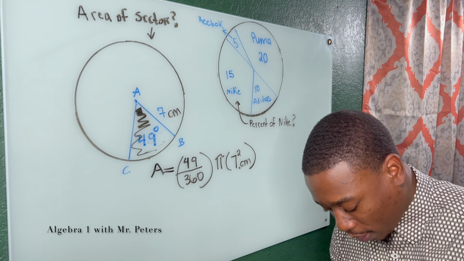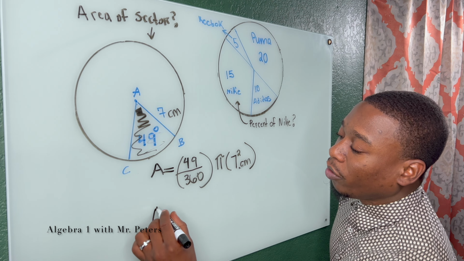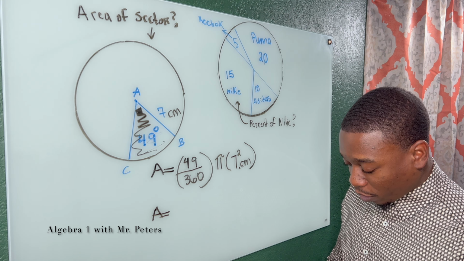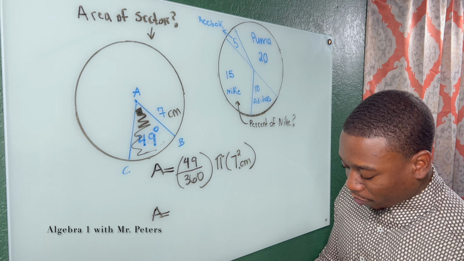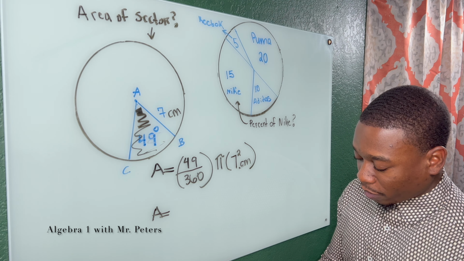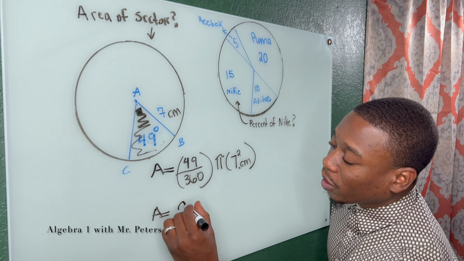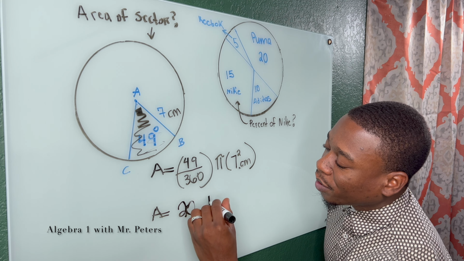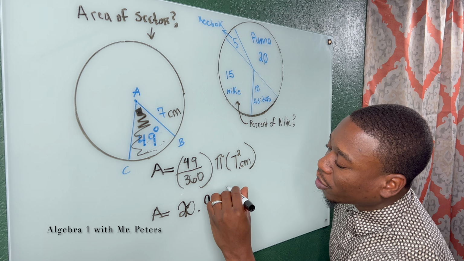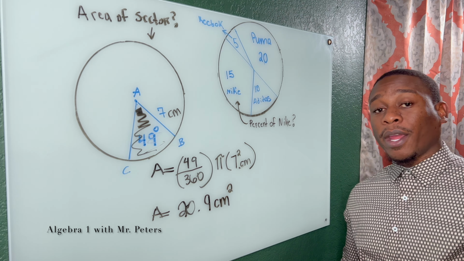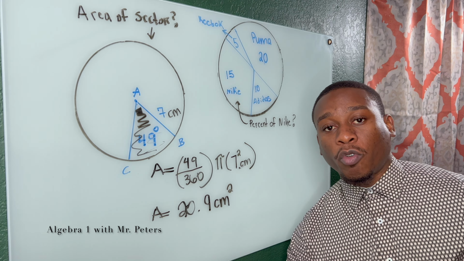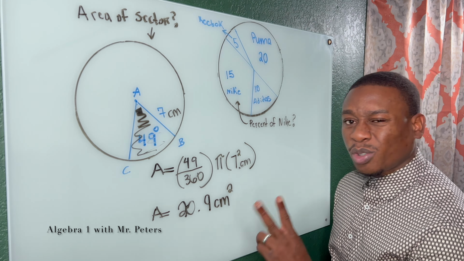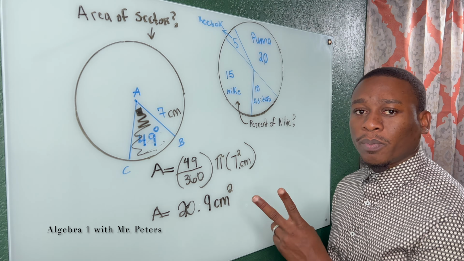So now after we do that, what we should get is area is equal to, let's do 49 divided by 360, multiplied by 3.14, multiplied by 49. What we should get is area is equal to 20.9 centimeters squared. So when they ask you for the area of a sector for a circle, guys, first thing we need to know is the formula. After we know the formula, the two most important pieces of information are theta and the radius.